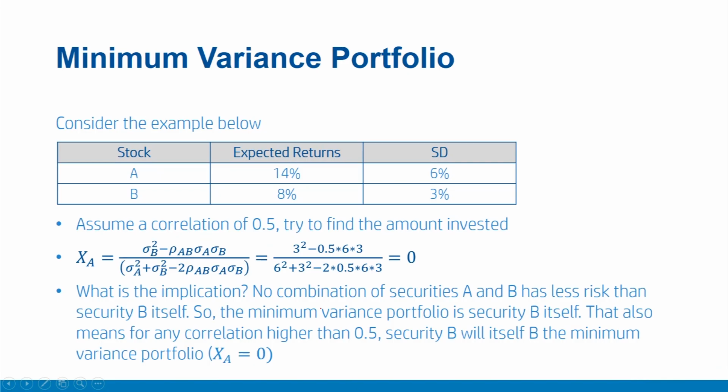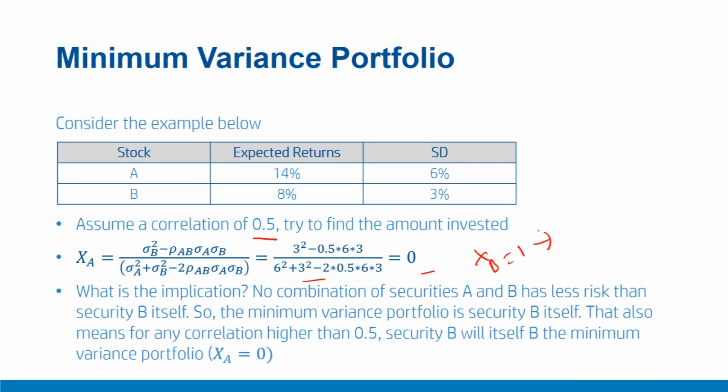Now let us assume a correlation of 0.5 and then try to compute this expression. Putting correlation as 0.5, we find that XA equal to 0. What is the implication here? Since no combination of securities A and B has less risk than the security B itself, the global minimum variance portfolio is security B itself. And that is the reason when we compute the global minimum variance portfolio here, we get XA equal to 0, which means XB equal to simply 1, which is security B itself.